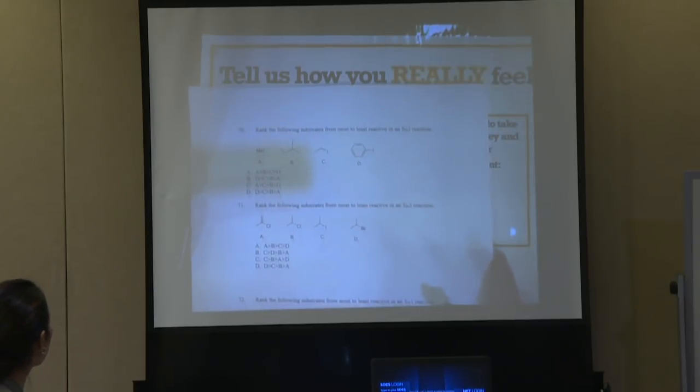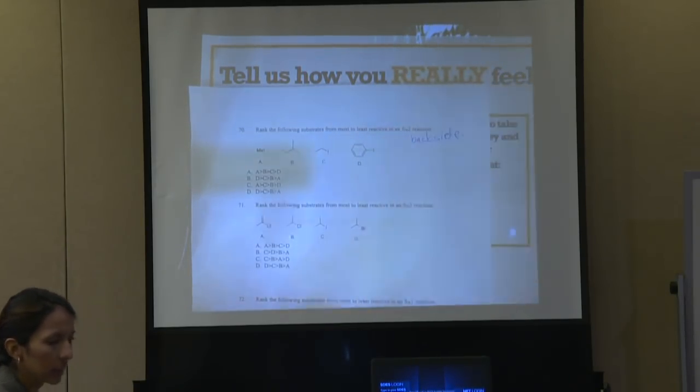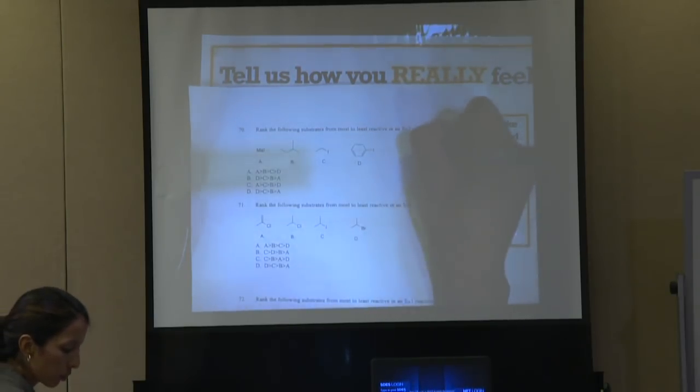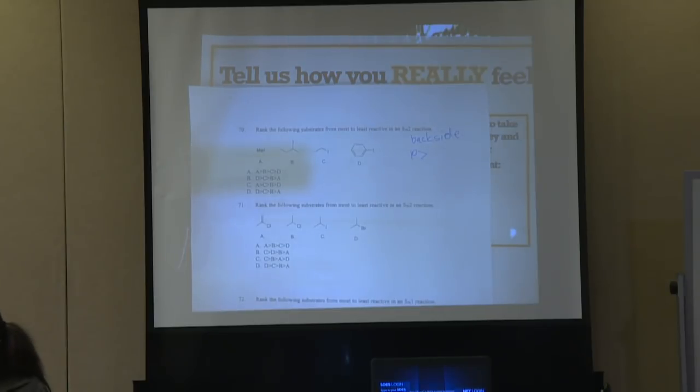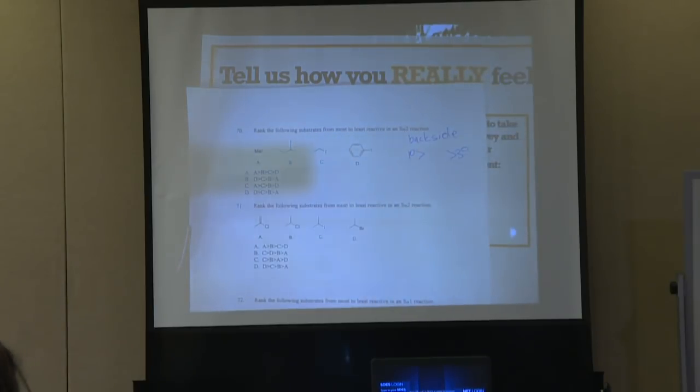Okay, so 70. Rank the following substrates from most to least reactive in an SN2 reaction. So again, what kind of attack do we have with an SN2 reaction? Backside attack. So what do you need for that? What kind of substrates? Primary? Okay. More reactive than what? Tertiary? What's in the middle?